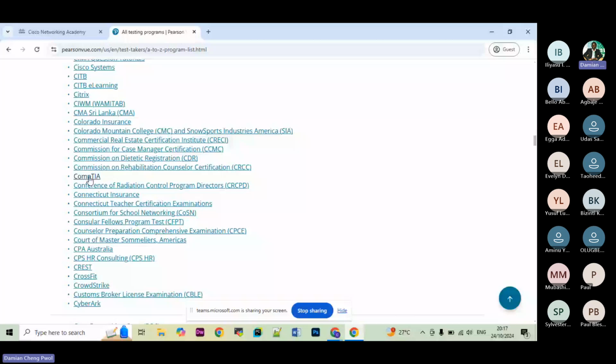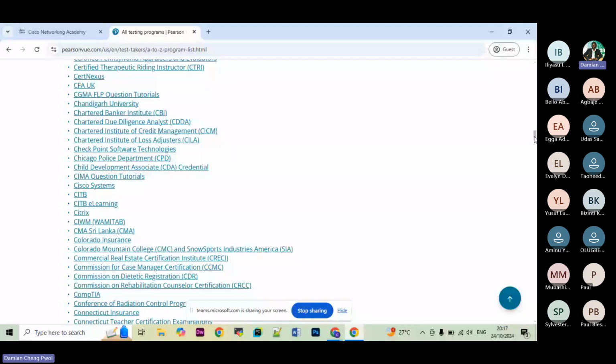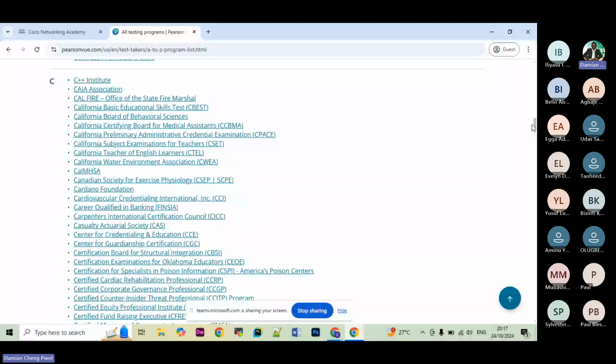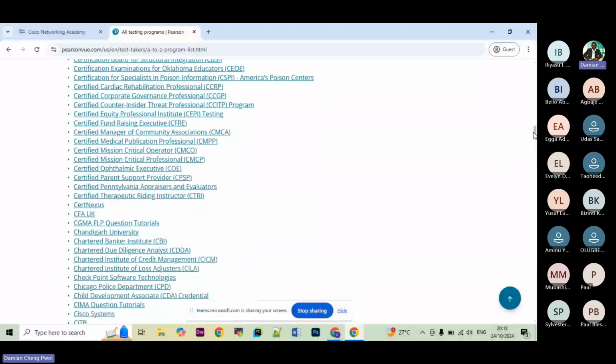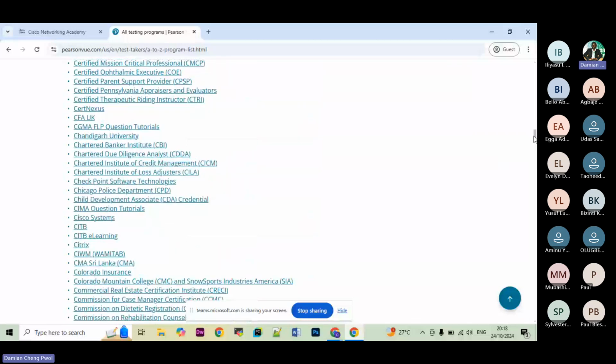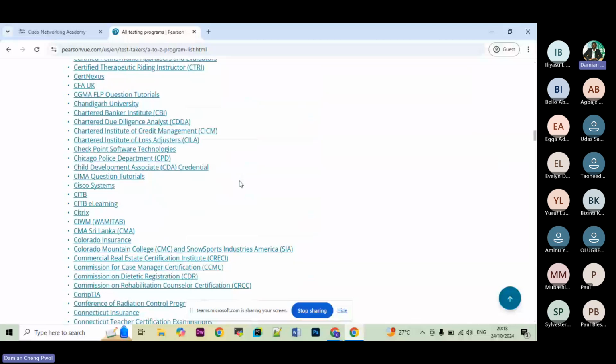Let's look at that of Cisco. I hope I didn't miss it. Okay, that should be Cisco. Where is it? Anyway, without wasting much time. Okay, here it is. You have Cisco. That is where my cursor is. Cisco Systems. You click on that.